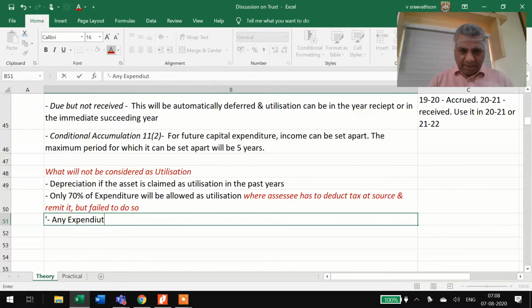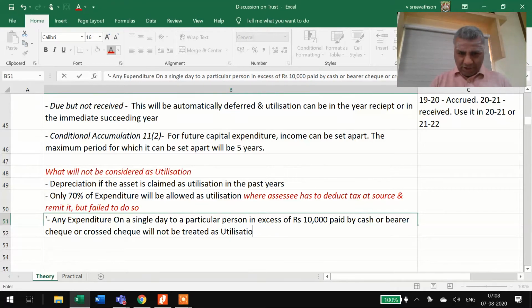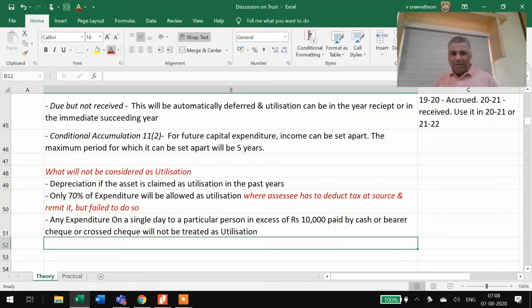Any expenditure on a single day to a particular person in excess of rupees 10,000 paid by cash or bearer cheque or crossed cheque will not be treated as utilization. 48.3 applicable.